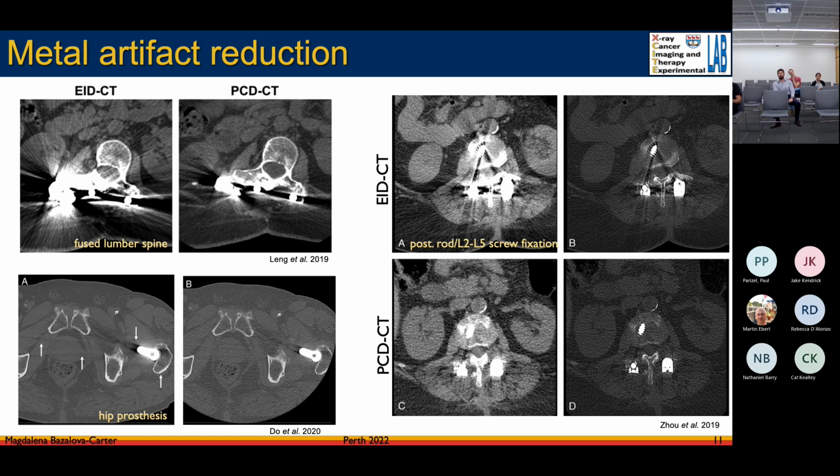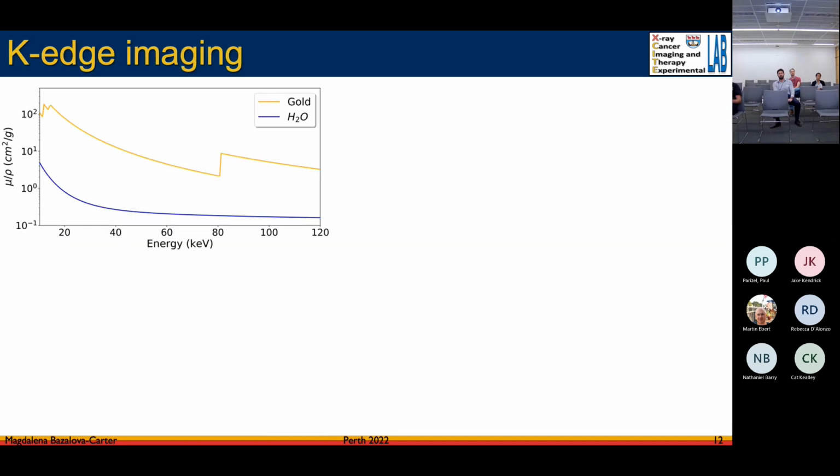But if you image with PCT-CT with high-energy X-rays, you actually can see some tissues in between the metals. On the right-hand side, this is just the same images, except with a different kernel and different window and level. And you can, again, see the improvement in image quality for PCT-CT. Now, the very last application from data from different groups would be on KH imaging.